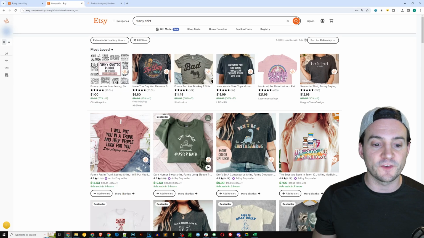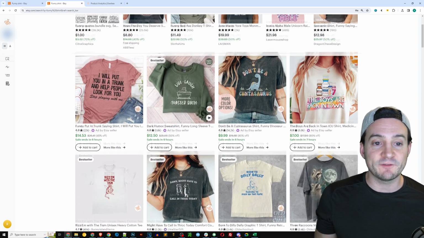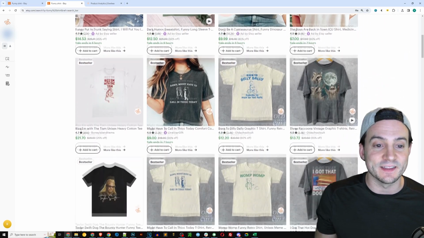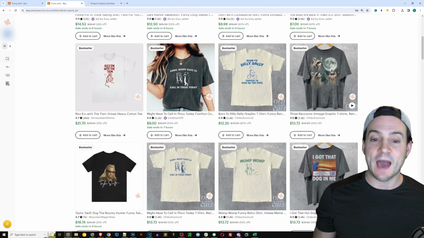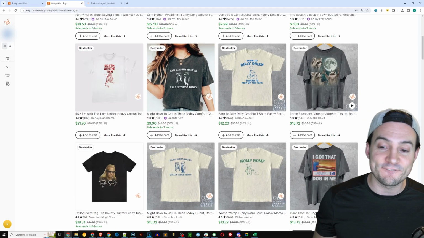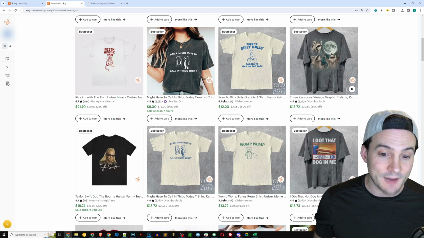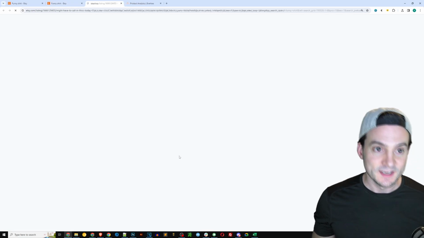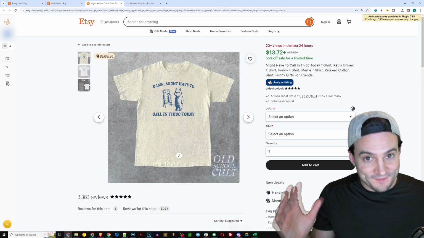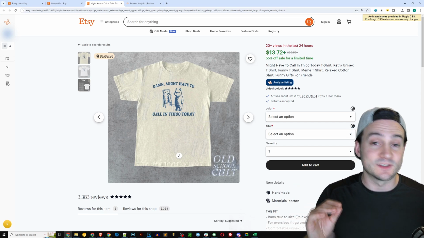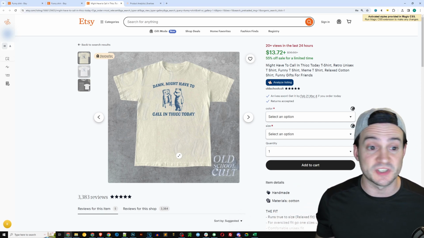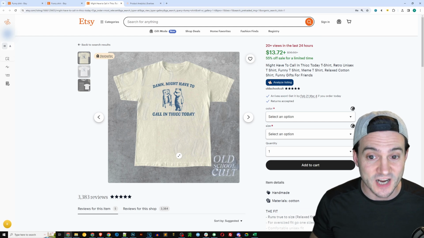Now, I had searched for funny shirt earlier, and I noticed that after scrolling past the ads in the first row, out of the top 8 behind me, 5 of them are from the same shop called Old School Cult. All right, so they have at least 5 bestsellers that are ranking extremely high on pretty much some of the most valuable keywords you can find on Etsy.